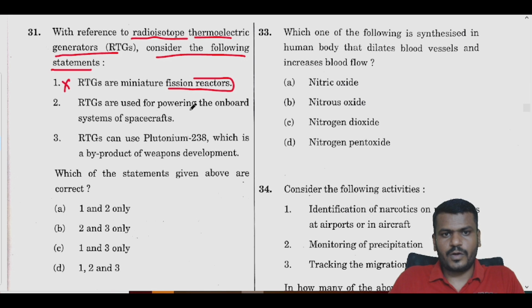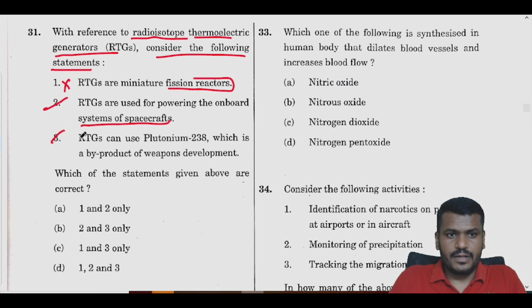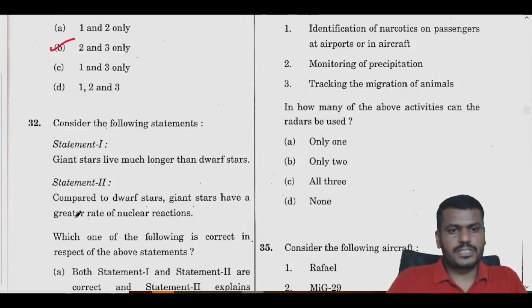RTGs are used for powering the onboard systems of spacecraft. Yes, it was in news, that's correct. RTGs can use plutonium 238, which is a byproduct of weapons development. Yes, that is also true. Okay, second and third are the correct statements, guys.